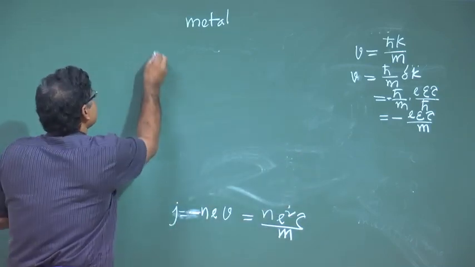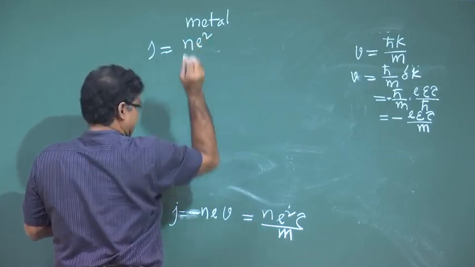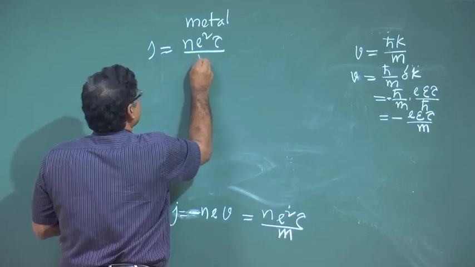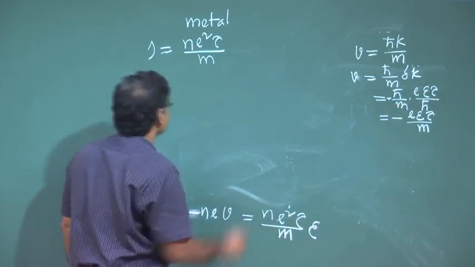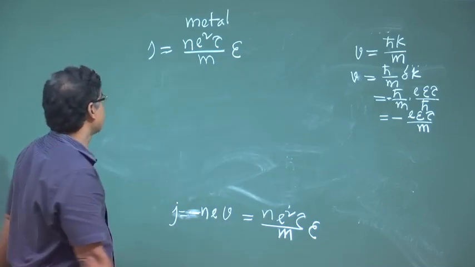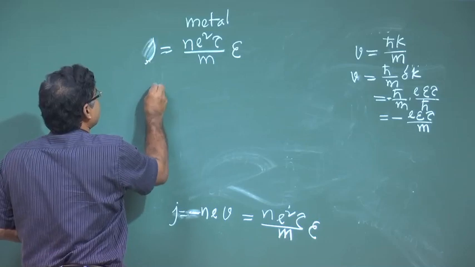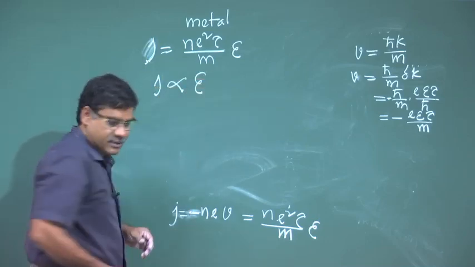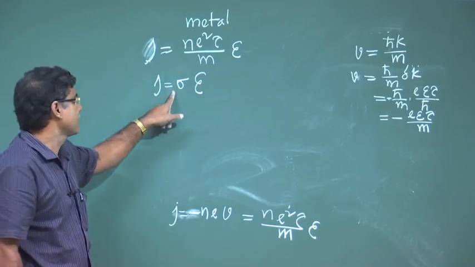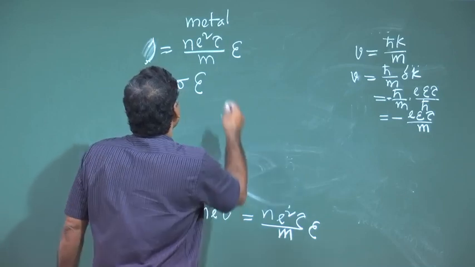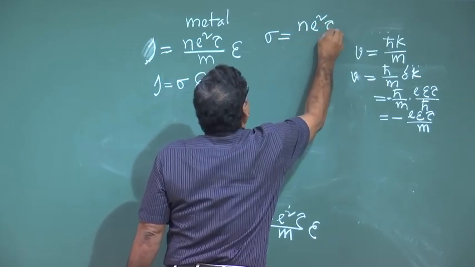So basically current density J equal to n e square tau by m times the electric field. By definition we know that the current density J is proportional to the electric field, and this proportionality constant is sigma, called conductivity. Comparing these two, you can get sigma equal to n e square tau by m.